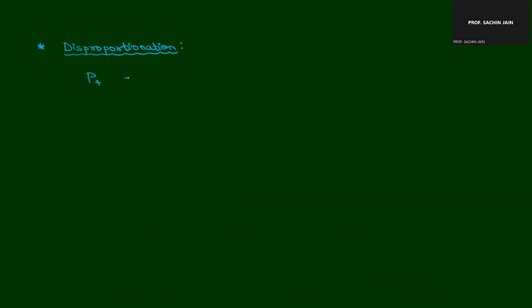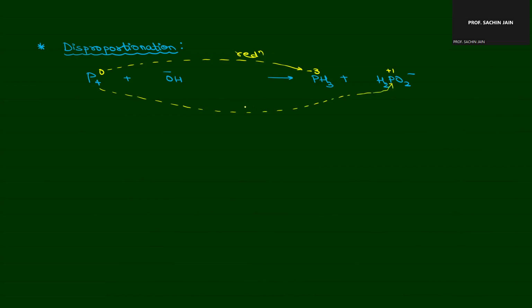I have P4 reacting with OH negative, giving PH3 and H2PO2 minus. So here we know that this is a famous reaction of disproportionation because phosphorus in the zero state changes to -3 as well as +1, meaning it is undergoing reduction as well as oxidation. So when you have the arrows shooting from the same element, it is a disproportionation reaction का case.